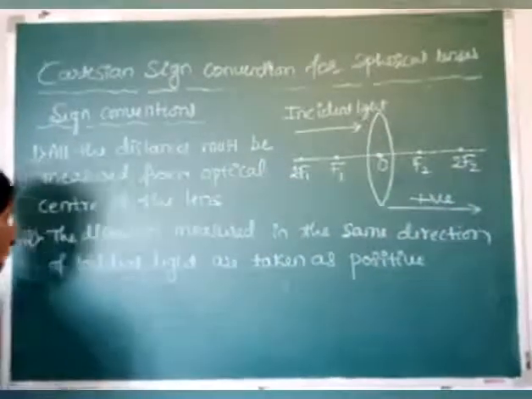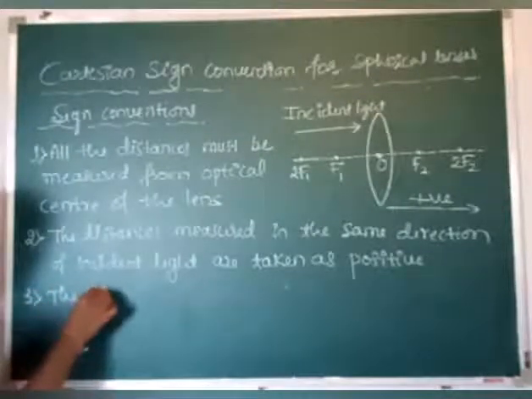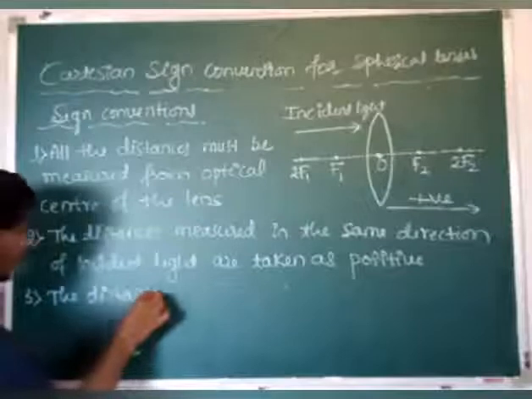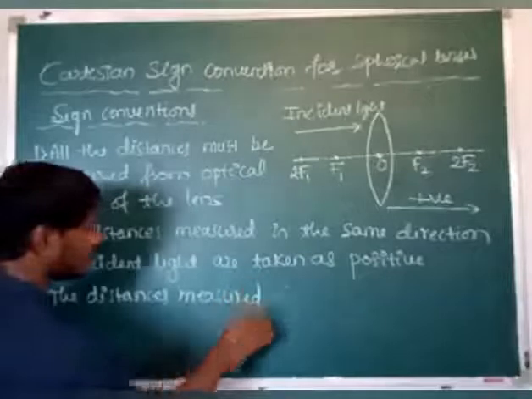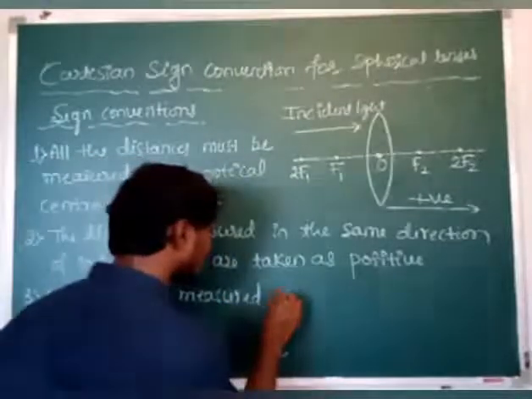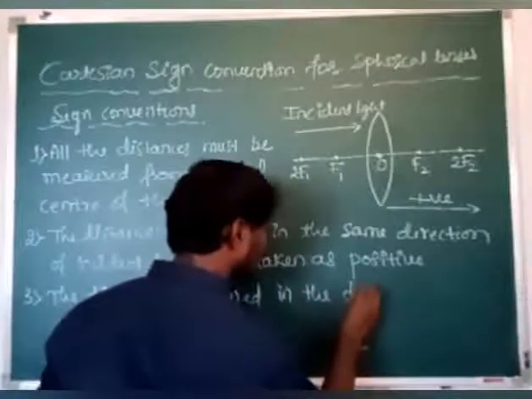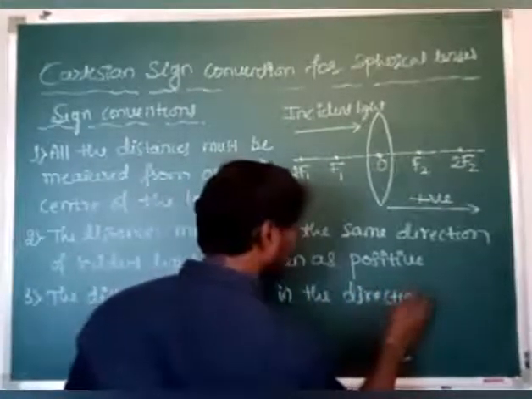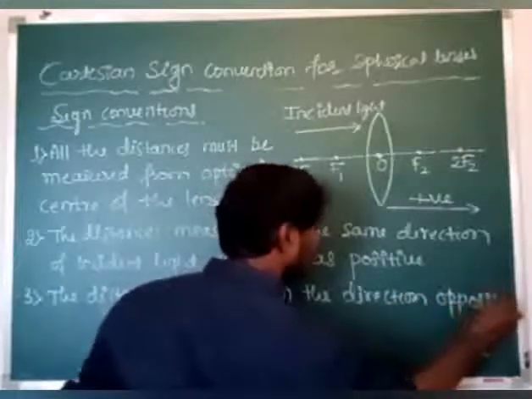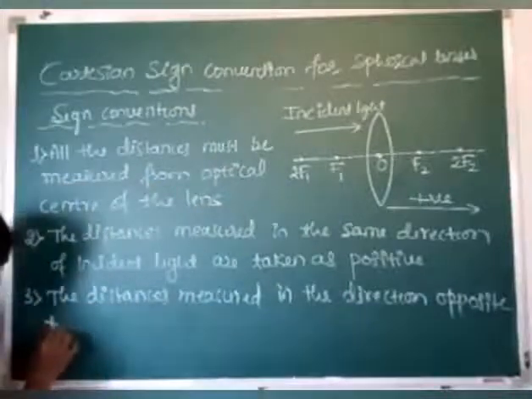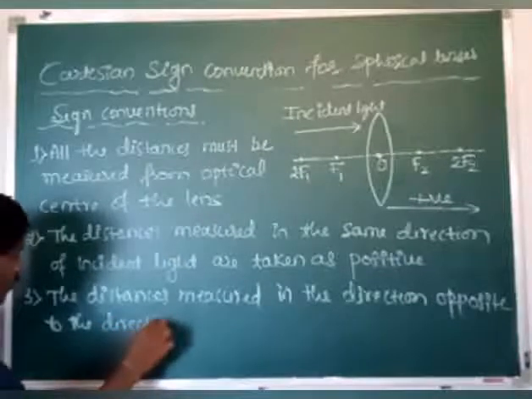Then next, the third one. The distances measured in the direction opposite to the direction of incident light.